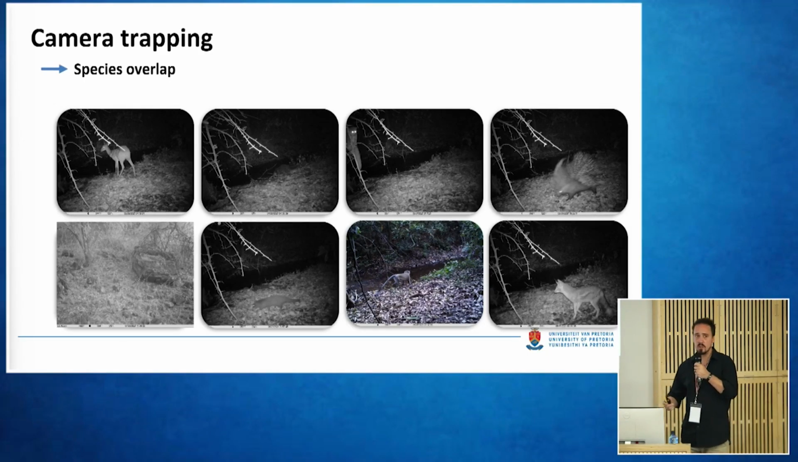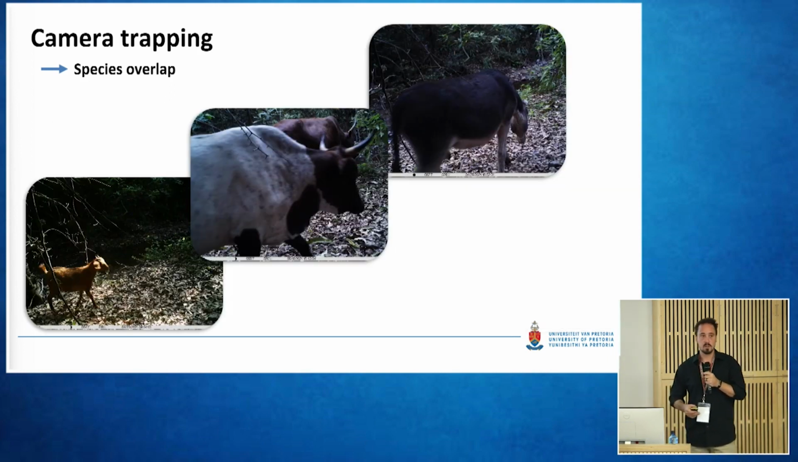Then we also look at species overlap. So we put these in specific spots. This one was next to a river. Not all the very small photos, but we've got antelope and porcupines and jackal, monkeys, water mongoose, bush babies, genets that walk past this. And we can also pick up livestock that moves past, and just see where there is overlap between livestock and wildlife in an area.